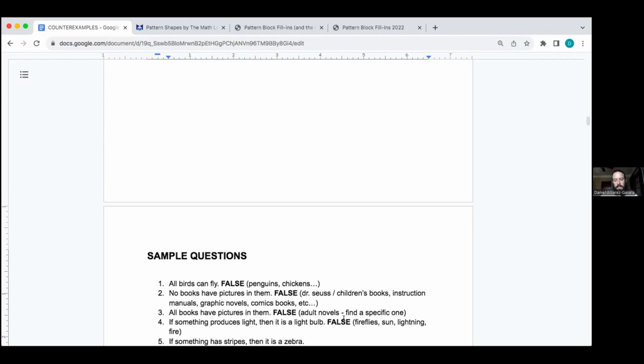Okay. What about if something has stripes, then it is a zebra? Is that a true statement, or can someone prove me wrong? Okay, I'm hearing false, but I want counterexamples. Okay, great. So I've got tigers, bees. Someone telling me false in the chat, I'm like, well, that's just your opinion, you know. But if someone says tiger, then that's it. I've lost. The statement is just clearly false because someone has produced a counterexample.